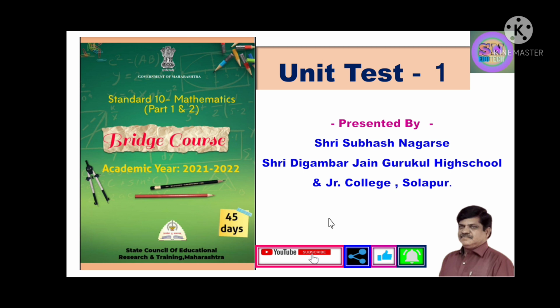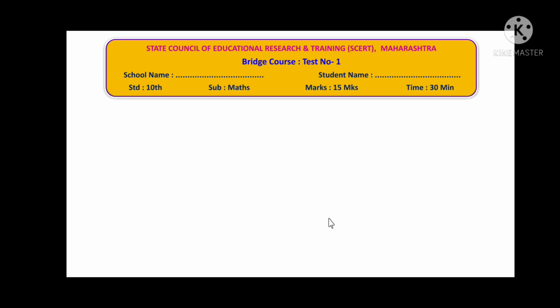In this session we are going to discuss the unit test 1 that we have already solved. Let us start. Before starting the test, we have to put all these things on the front page: State Council of Education, Research and Training, SCERT, Maharashtra. Bridge course test number 1. You have to write your school name, your own name, standard 10th mathematics, 15 marks, and the time allotted is 30 minutes. Before starting the test, you must go through these instructions.